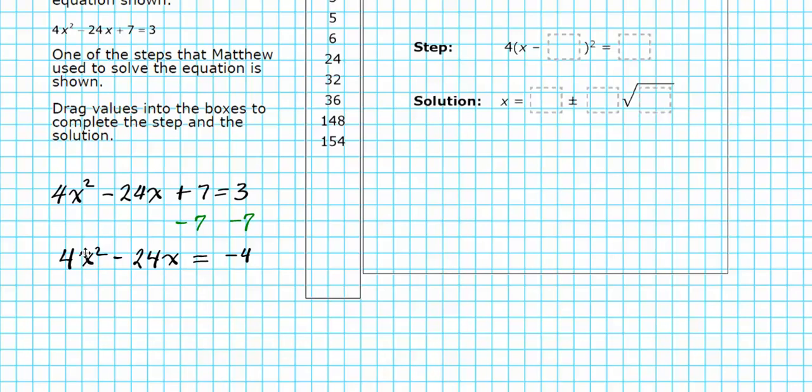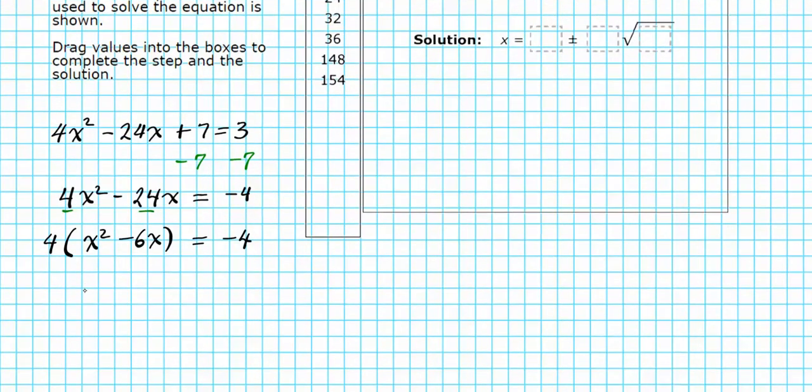Now we need this square isolated, so it's easy for us to complete our perfect square trinomial. To accomplish that, we have to factor out 4 from these two terms, okay? So remember, when you factor out 4, it is as though you're dividing. When you factor out 4 from 4x squared, you're left with x squared. When you factor out 4 from negative 24x, you're left with negative 6x. Close that, equals negative 4. Okay? Now, in the parentheses, we have an incomplete square.